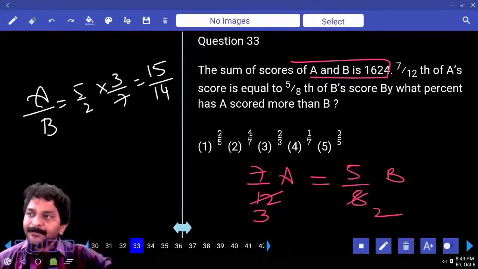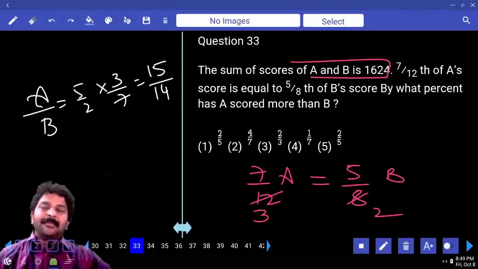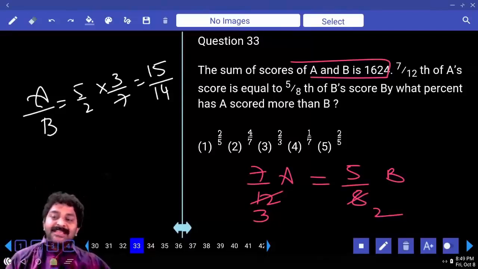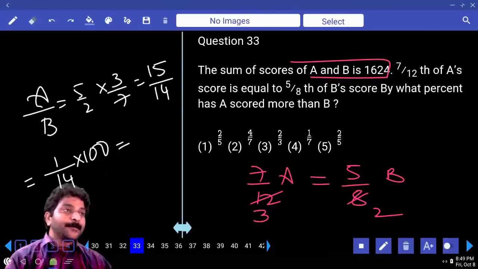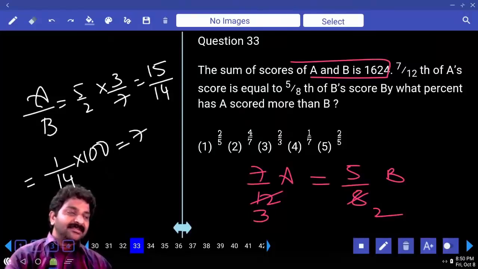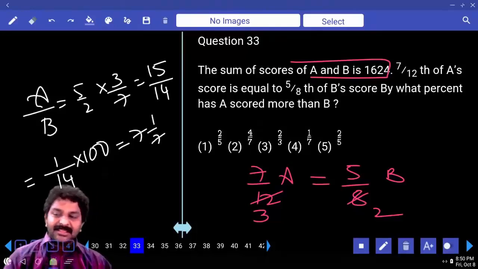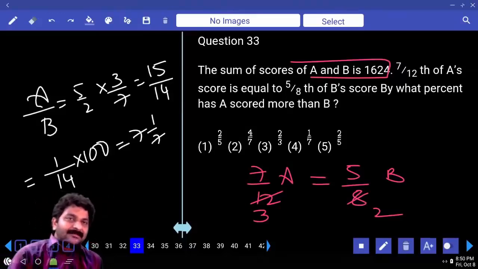Is this clear? Right. Your numerator, A is equal to how many parts? 15. B is equal to 14. A is how much more than B? 1 out of 14. Percentage, into 100. Right. So 14 7 times 98. 2/14, 1/7. 7 1/7 percentage more, and that is our final answer.